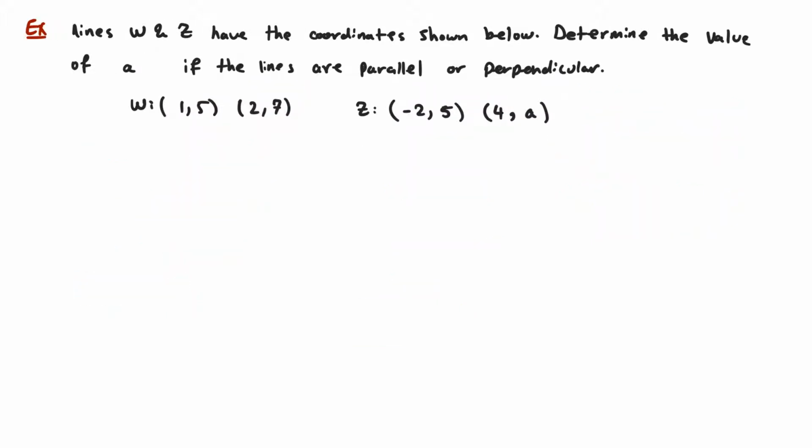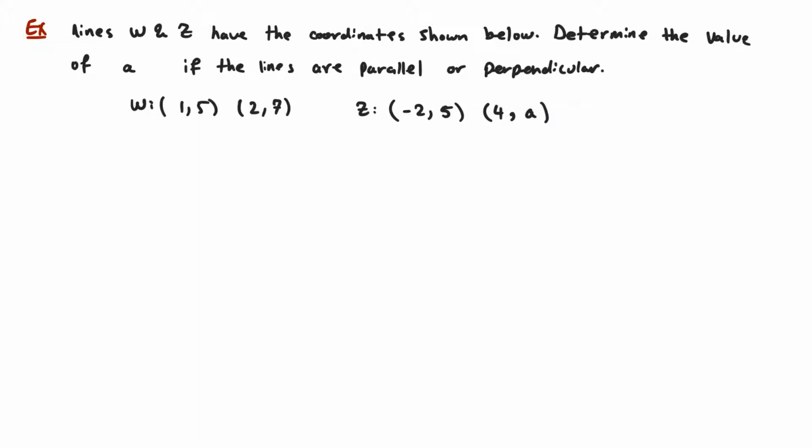Now the final example says that the lines W and Z have the coordinates shown below. Determine the value of A if the lines are parallel or perpendicular. So we have to actually do two cases, one for which they are parallel and one for which they are perpendicular. In terms of the coordinates, you can see that W is (1, 5), (2, 7), and Z is (-2, 5) and (4, A). And here is our missing number. This is kind of what we're trying to find.